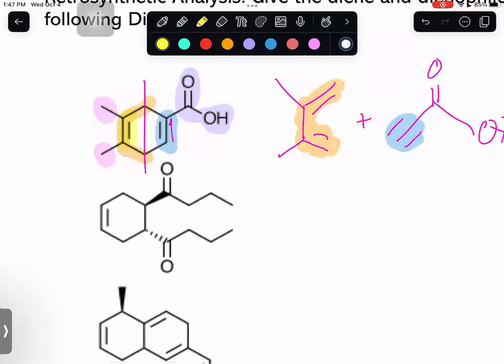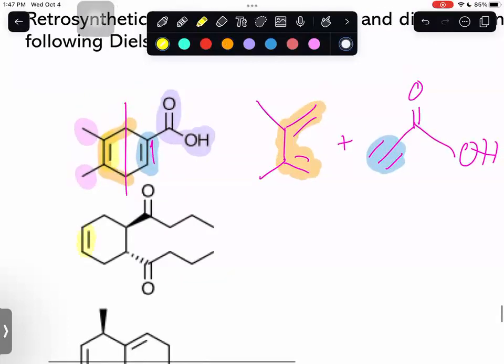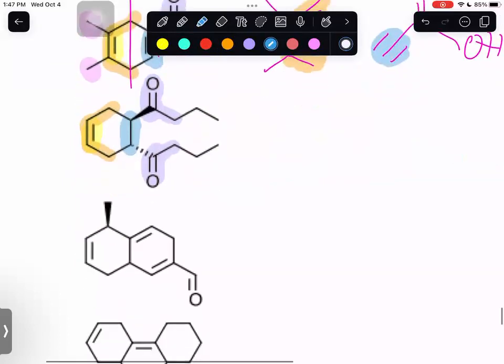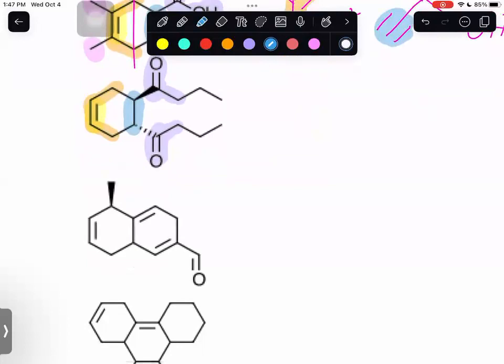Okay, now same process for the second one. First thing to notice, my double bond is there. I don't have any other, so that means that this part was my diene. And then what else do I notice? I have the carbonyls in here. Those are electron withdrawing groups, so it makes more sense that this was your dienophile. What about over here? What's going to be the diene? Where's the diene portion?